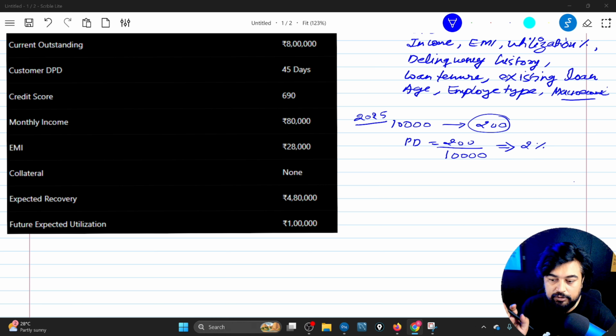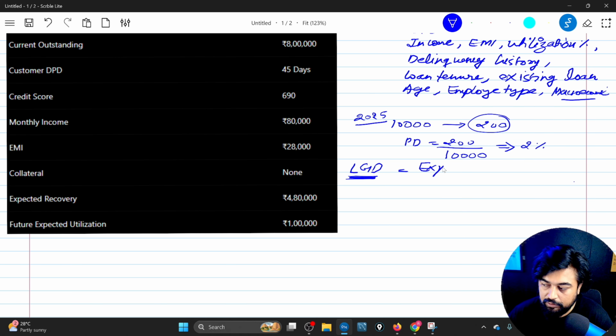I hope this is a fairly easy concept, right? So that's how we calculate the probability of default. There is no very hard and fast calculation, no big formula, nothing like that. Just understand the concept, then you'll understand everything. Okay. Let's talk now about the second part, that is LGD, your loss given default. For LGD, you have a simple formula: exposure at risk, like how much loan you have given, minus the recovery.